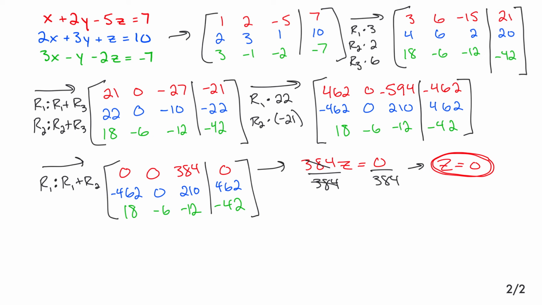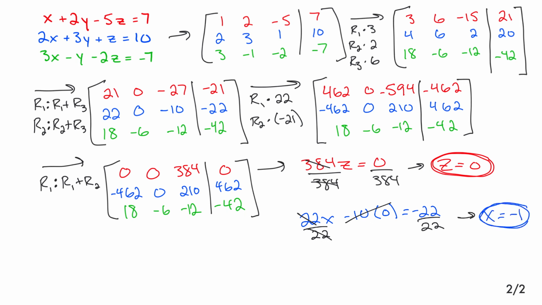So that equation would be 22x plus 0y minus 10 times z, which I just found out is equal to 0, is equal to negative 22. Negative 10 times 0 is nothing. Divide both sides by 22, and that'll allow us to get x is equal to negative 1.